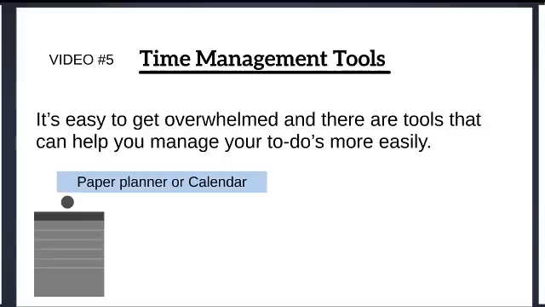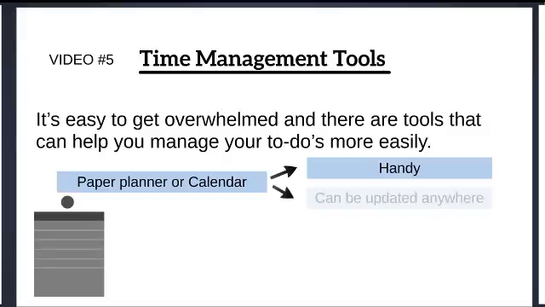What we like to stick with is the basics, which is a paper planner or a calendar. Whether you want to put it on paper, that's fine. If you don't want to put it on paper, then you're going to want to put it on some sort of calendar that you constantly have access to. Some of you might rely specifically on paper, and some of you might be stuck to your mobile phones all the time. But having some sort of calendar is really handy and can be updated anywhere.